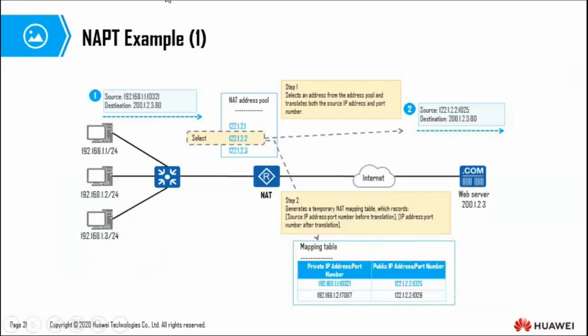Okay. So you can see this guy wants to talk to the web server. So the source IP and the source port number on the TCP header, 10.32.1. So it gets to the egress device. The egress device looks at the NAT address pool and finds that it can select this IP address.